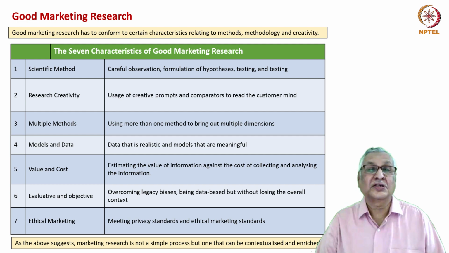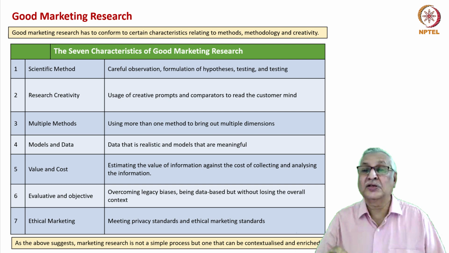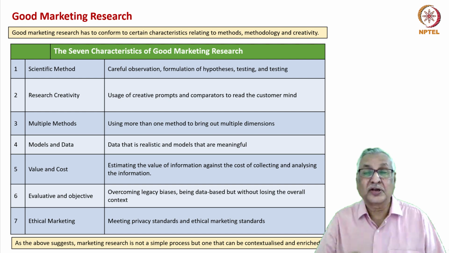What are the seven characteristics of good marketing research? There are seven factors by which we can identify good marketing research. One, it must be of scientific nature. There must be careful observation. The hypothesis must be properly formulated. They should be tested for their response integrity and the testing must be continuously iterative. Second is the research creativity, usage of creative prompts and comparators to read the customer's mind.